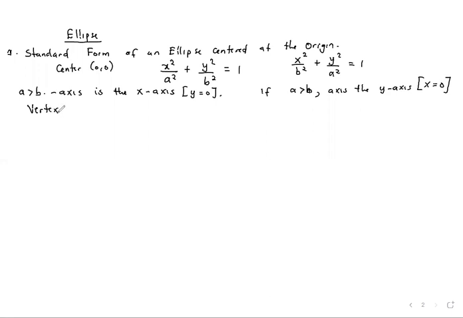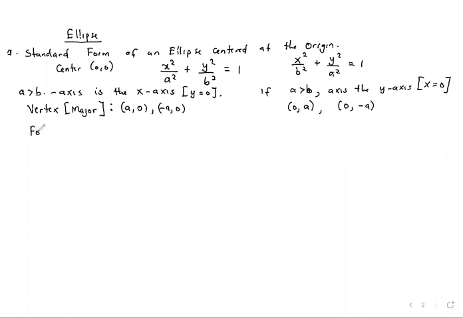The vertex, the first one is the major, the major vertices. So here now we have 2 of them because of the shape of an ellipse. So we'll have a comma 0 for the first type. We'll also have negative a comma 0. If it's the other one, we'll have 0 comma a. We also have 0 comma negative a.